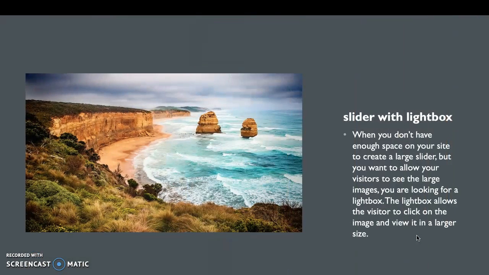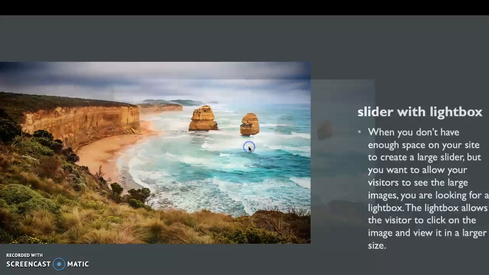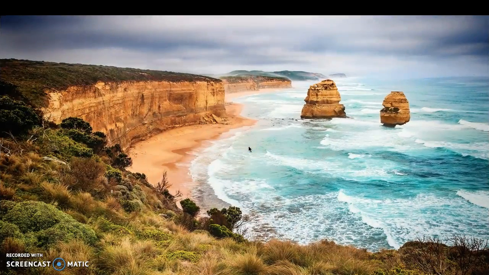The first one is the slider with light box. When you don't have enough space on your site to create a large slider, but you still want your visitors to see those large images, you are looking for a light box. The light box allows the visitor to click on the larger image and view it. So if we click on it, we can see the larger image that is behind the light box.